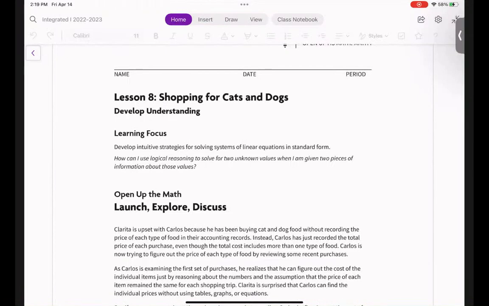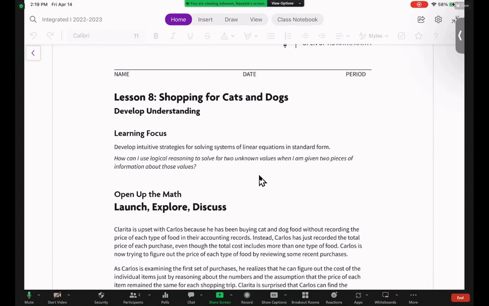Okay, so welcome back. We are going to do lesson 5.8, and we're just continuing that whole solving systems of equations. As you can see, the learning focus for today is to develop intuitive strategies for solving systems of linear equations in standard form. And the question you'll be able to answer is, how can I use logical reasoning to solve for two unknown values when I'm given two pieces of information about these values?